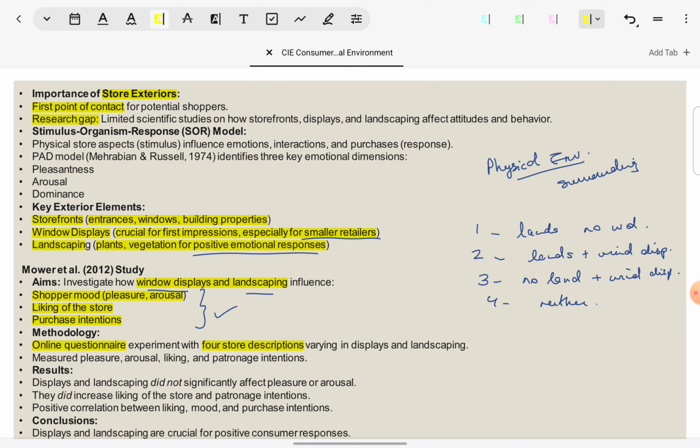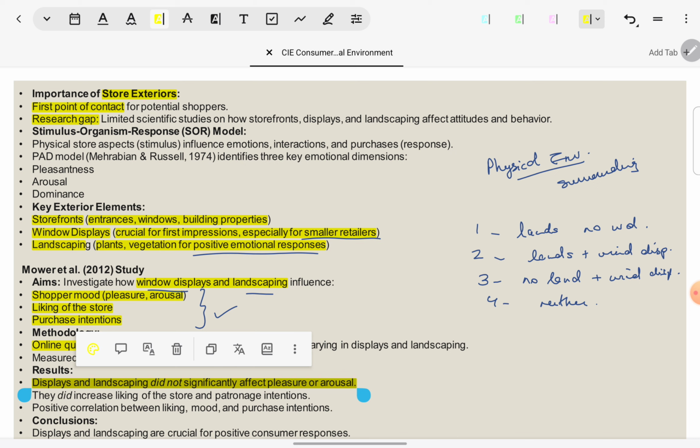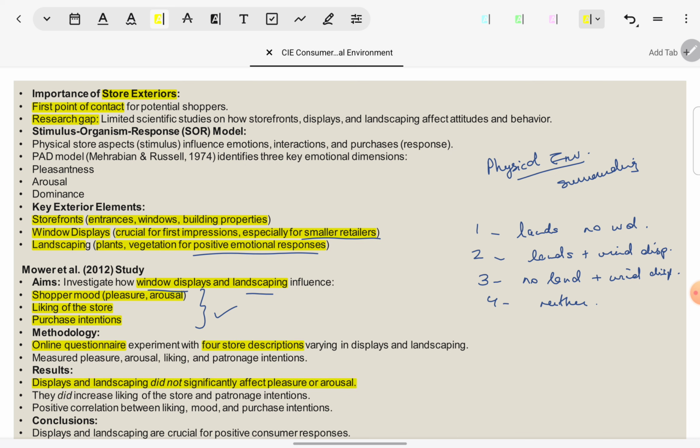Results showed that in the description, if there was landscaping and window display, pleasure and arousal did not increase significantly. What we mean by this is the expectation was there that people will feel pleasant and aroused, but the results were not significant, not large enough to apply to the population.